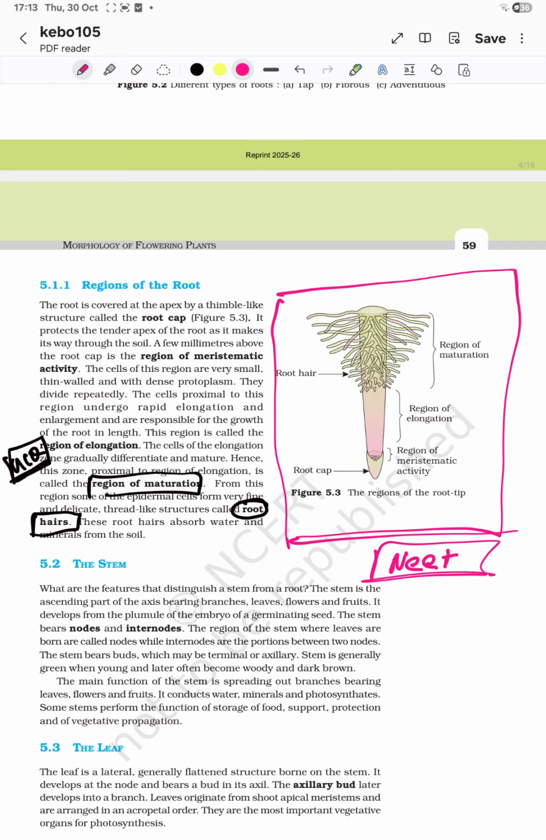Which part of the root is responsible for the growth of the root in length? It is the region of elongation. And this is something which your teachers also will be stressing. So please keep note of that.